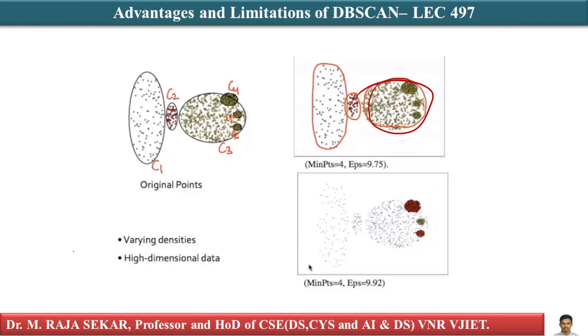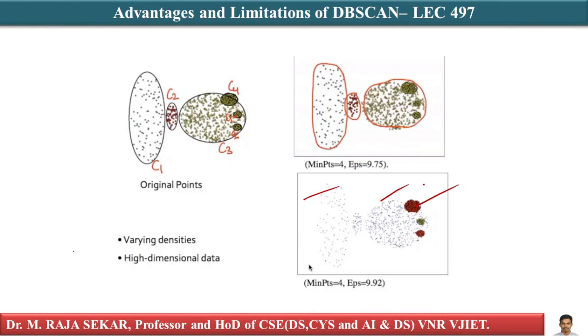It's not really that bad if I keep min points equal 4 itself and change epsilon from 9.75. Let me keep epsilon equal 9.92. A very small change. Small change in my hyperparameter epsilon, and I get completely different clusters. Now just see, I have got completely different clusters for a small change in epsilon.